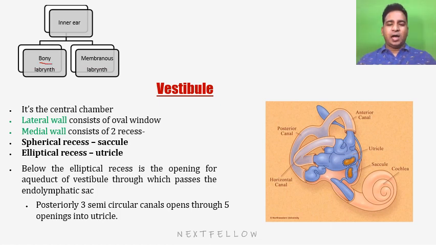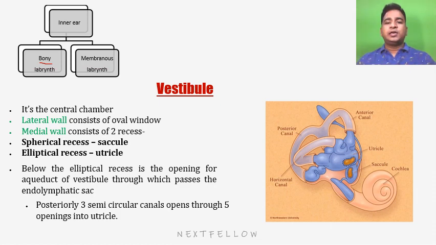Bony labyrinth is the outer shell. Try to remember the coconut. The coconut consists of an outer hard shell, and inside that, the whitish edible thing is, suppose, our membranous labyrinth. Similarly, the inner ear is a closed cavity comprised of a bony outer shell, which is known as bony labyrinth, and the inner one is the membranous labyrinth.